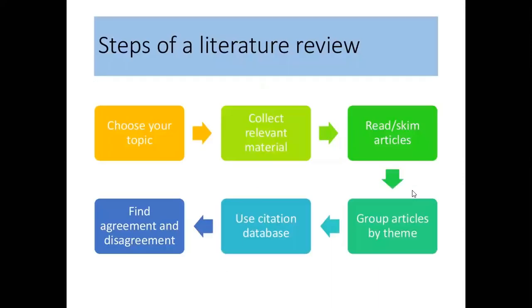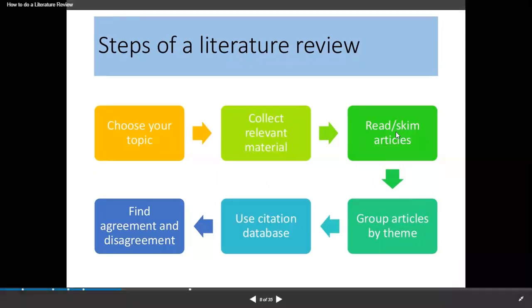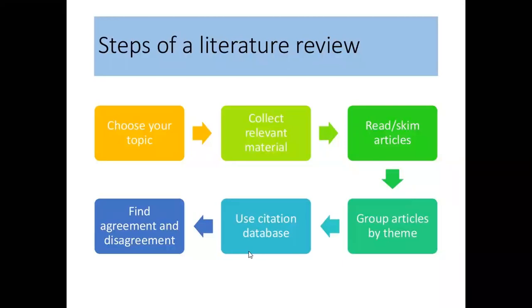Now, let's see right here. Six steps for you to write the literature review. Number 1, you're going to choose the topic, choose the category. Number 2, collect relevant material. Read and skim the articles. Group articles by theme, as I already told you, right? Use the citation database. So all the citations that are inside the document can give you a lot of clues.